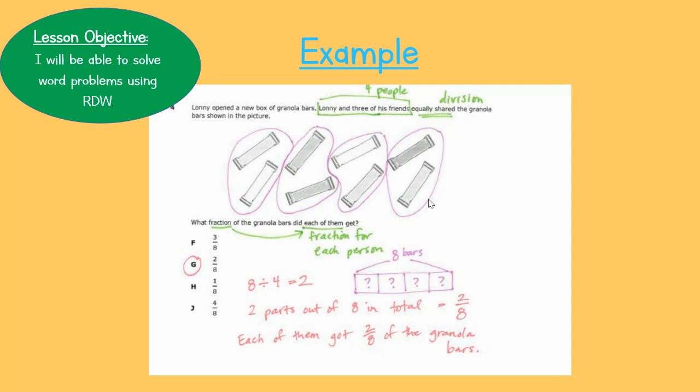Lonnie opened a new box of granola bars. Lonnie and 3 of his friends equally shared the granola bars shown in the picture. What fraction of the granola bars did each of them get? The picture here shows me 1, 2, 3, 4, 5, 6, 7, 8 granola bars. I'm going to read it again. Lonnie opened a new box of granola bars. Lonnie and 3 of his friends equally shared the granola bars shown in the picture. What fraction of the granola bars did each of them get?